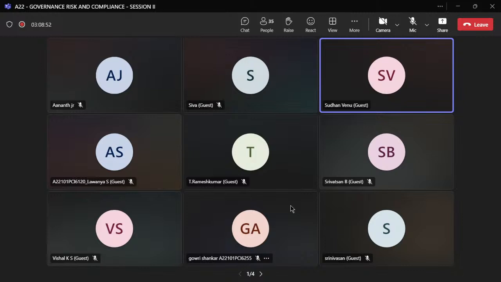Yes, we have 15 minutes remaining, that is complaints. We are still pending, and it will be completed in the next sessions.